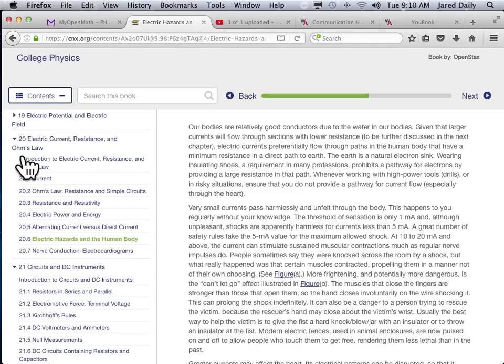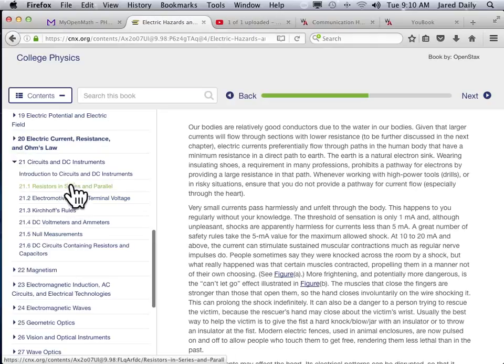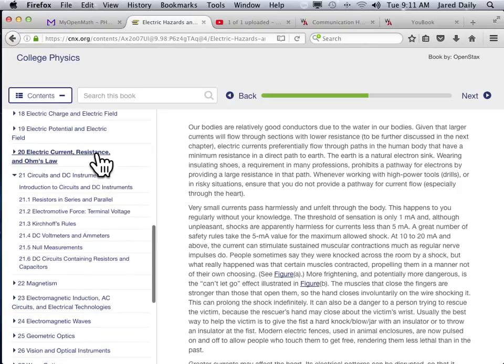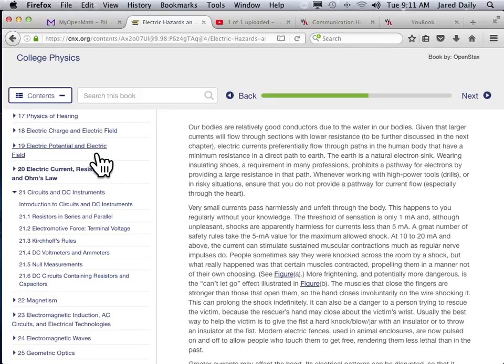All right, today we start chapter 21, Circuits and DC instruments. We have 6 sections. We're going to learn some more of the particulars about how electricity is used, practically speaking. And this will be our last chapter before the exam, which will cover chapters 18, 19, 20, and 21. And then we'll move on to magnetism and electromagnetism.